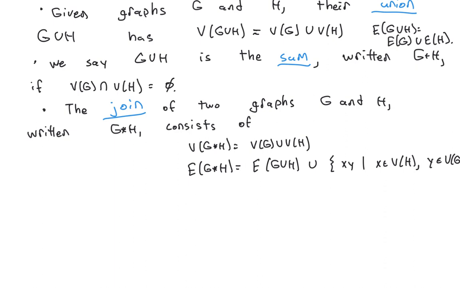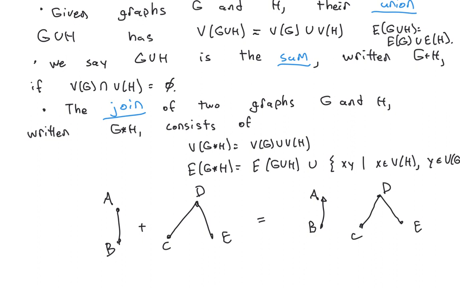The most common case that tends to pop up in this course is called the sum, which is the case where the two vertex sets are entirely disjoint. So for instance, I have these two graphs here. We see they don't have any vertices in common, so by definition, their sum is just taking the union. So I'm just grouping both vertex sets together, keeping all the edges I had in both graphs separately, and then adding nothing new.